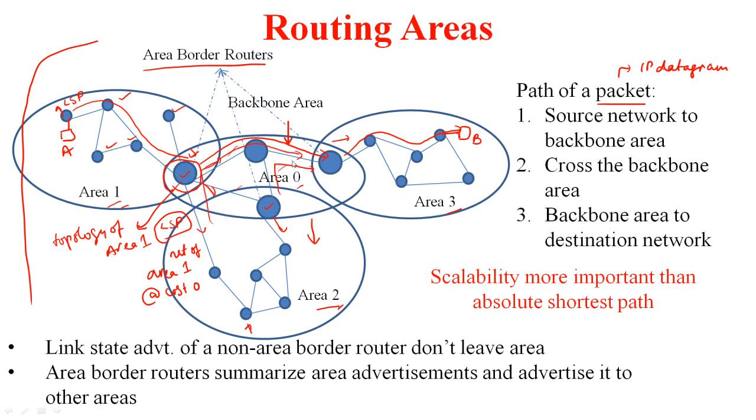Often when dealing with areas, the scalability becomes more important than the absolute shortest path. For example, if these two routers were indeed directly connected, you will not send packets over this path because according to these areas, this router will not advertise its link state information to this particular router. So that's with respect to areas. As long as you got a high level picture of how areas work, that's good enough.